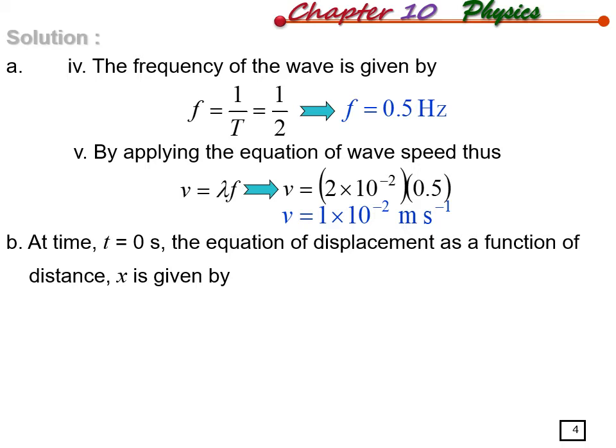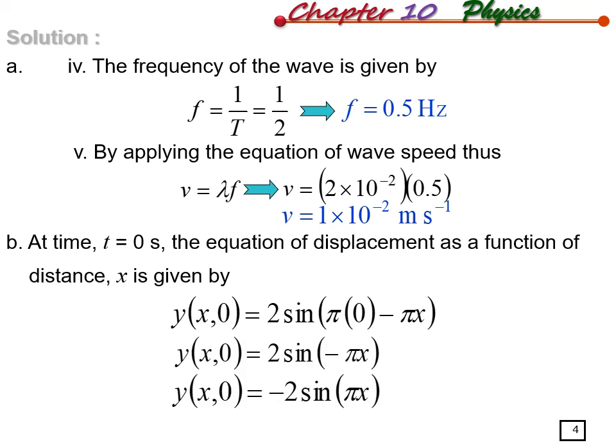For question B, t is 0, and they want us to draw the displacement as a function of distance x. So we replace in the value of t = 0, that means π times 0, and we simplify the equation. We end up with 2 sin(−πx), and the negative sign you can put in front.